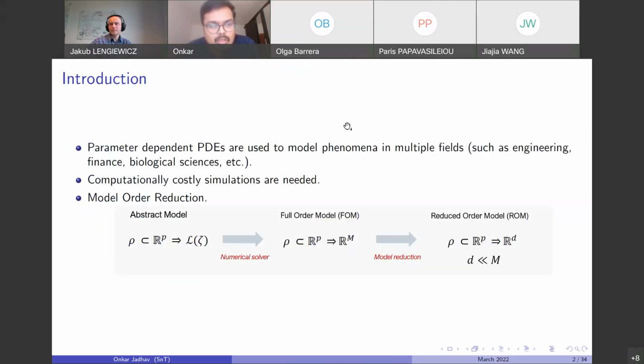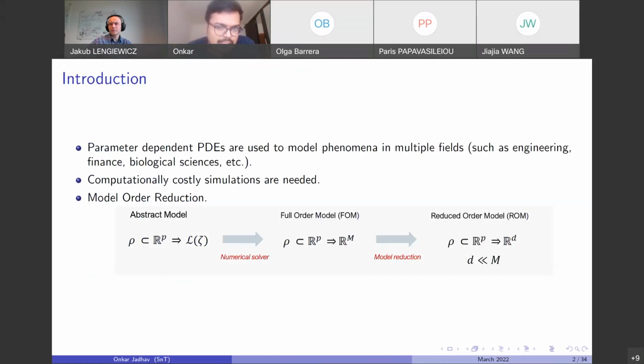So we have to solve high dimensional models in multiple fields ranging from engineering and finance to biological sciences. And solving these high dimensional parametric partial differential equations is obviously computationally costly, which creates a need for efficient computational performance.